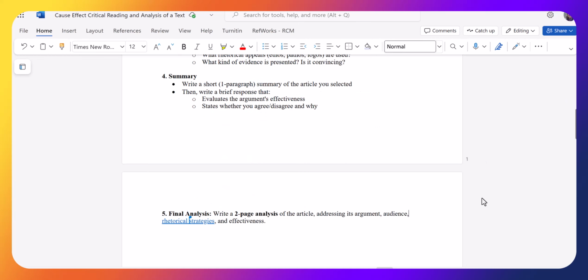Then, in the 5th part of the assignment, this is where you write your final analysis. And this is 2 pages where you're going to analyze the article, you're going to address the argument or arguments that were posed by the author, who's the audience or intended audience for this, and then you're going to discuss the rhetorical strategies and how those were effective in writing the article.